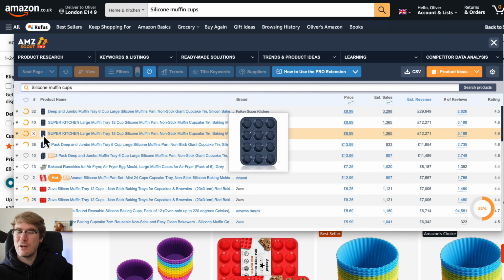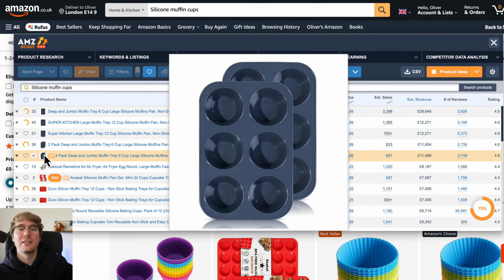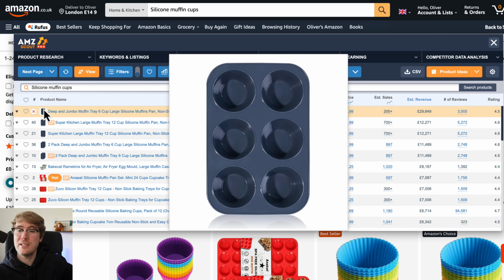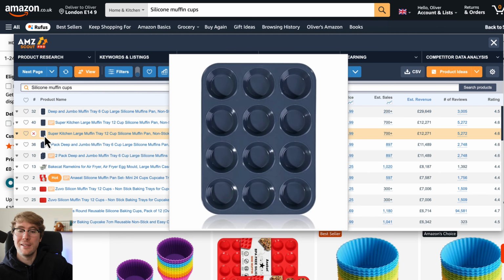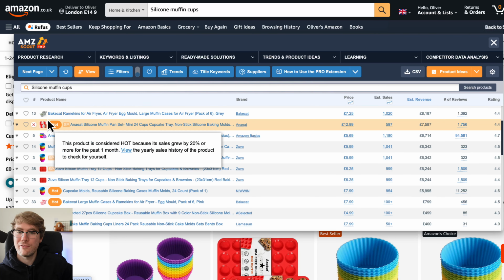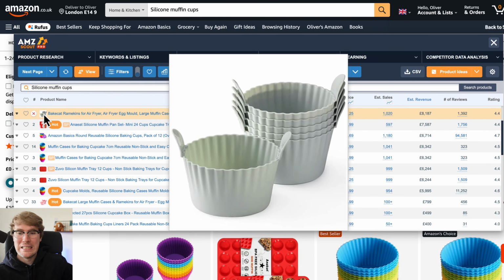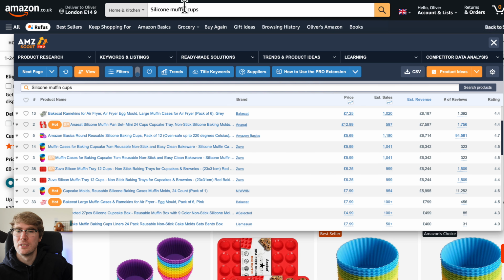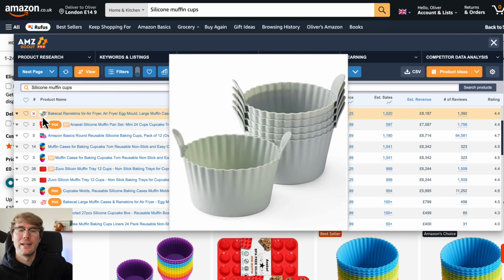So we really want to be avoiding products that have got nothing to do with our keyword. So this is not a silicone muffin cup, and neither are any of these. So really, it starts here. This is an air fryer egg mold, which might not be the exact same thing, but could you use it for muffins? Yes. So I think it pretty much serves the purpose. You know, if someone was typing in silicone muffin cups, they might end up buying this. So this would be a competitor, right?